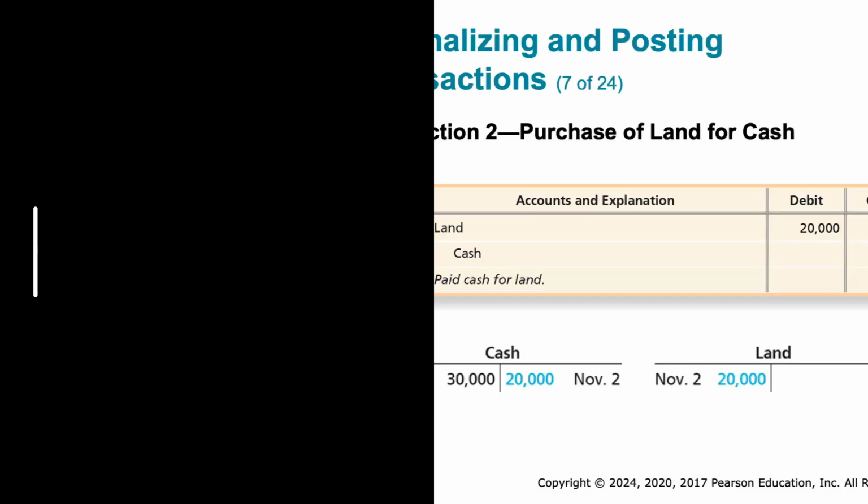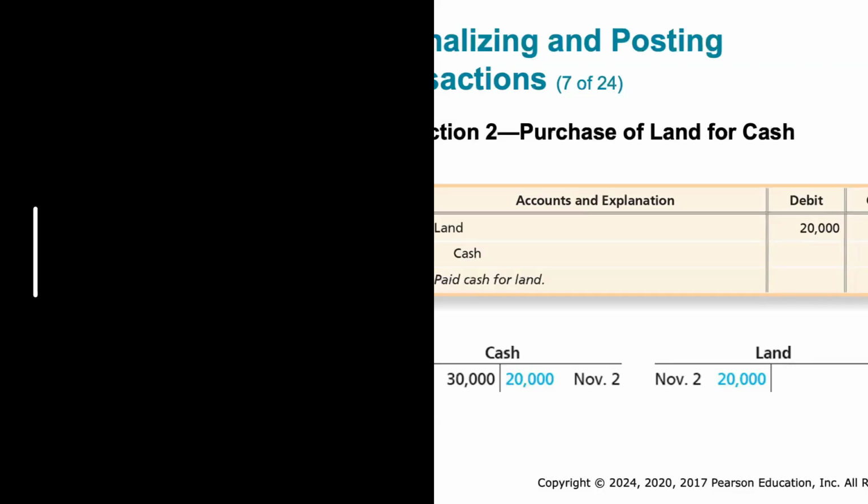I know it's putting the month and the day here, but I guess they're showing each transaction separately. When we look at this in a full page, we'll see that you only put the date. Land to the left, debit, $20,000. Cash is indented to the right, credit, $20,000. And land is increasing, cash is decreasing. Then we have our explanation, pay cash for land.